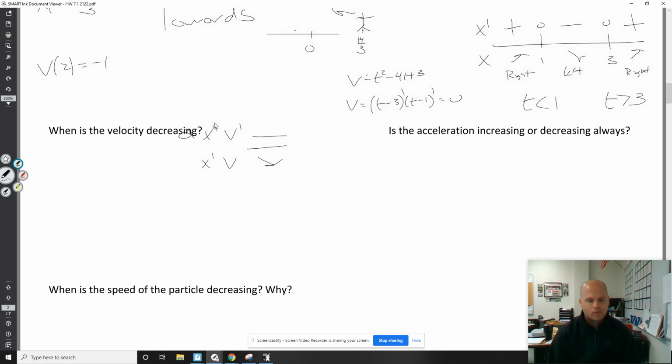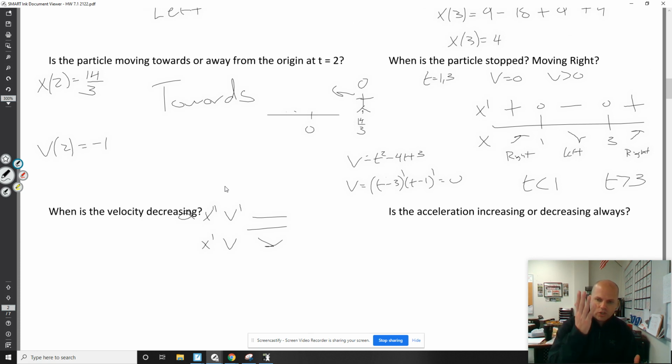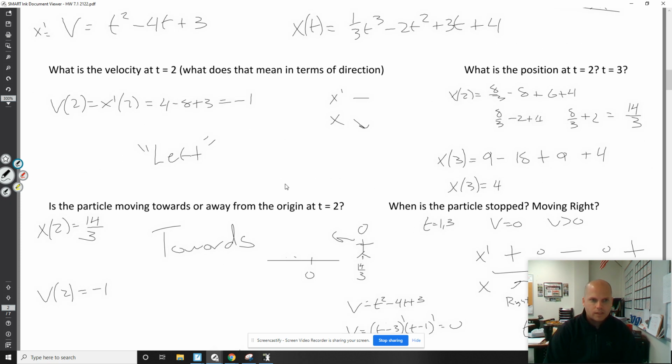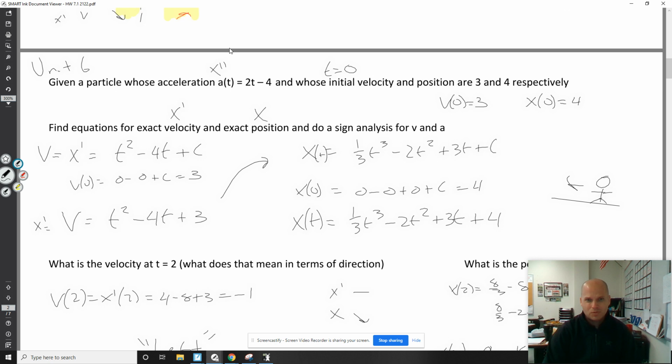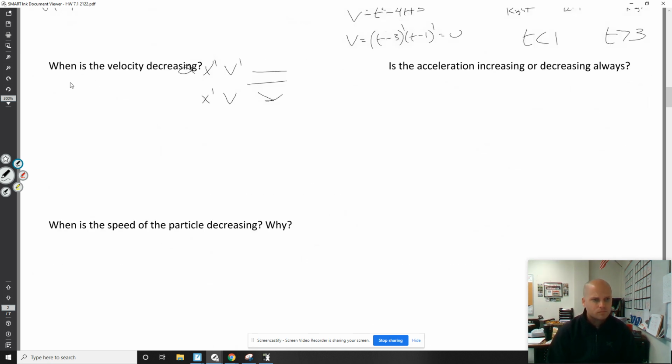So we have to look at the equation for a, the equation for x double prime. It's that whole next level that can tell us about the concavity of x. Curvature, concavity, acceleration. Where was it? A is 2t minus 4. We were given it. T equals 2. Positives, negatives. That's A, which is V prime. It's telling me V is decreasing until 2.